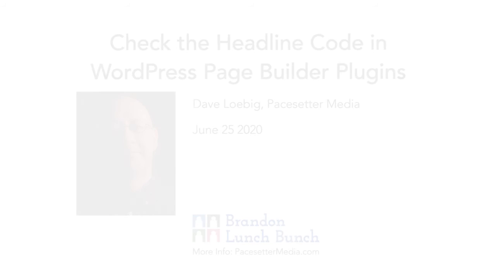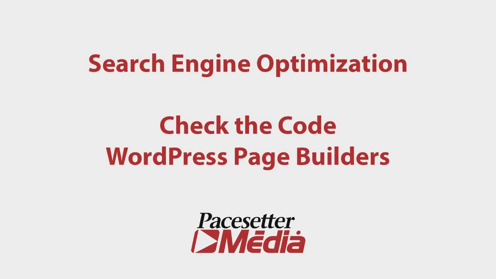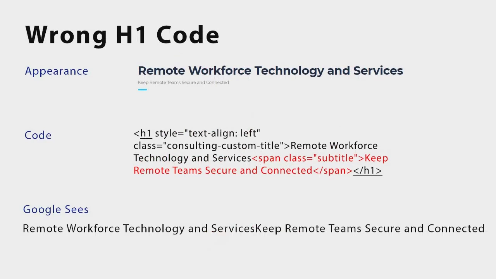This is a tip on search engine optimization, and it's about checking headlines that are created by WordPress. In particular, WordPress page builders, and these are programs and plugins that can be used in WordPress. They make it easy to point and click and build a web page. However, it's also important to know the code. I'm going to show you the code that one of them generated that is bad for search engine optimization and how I fixed it. So here's what happened.